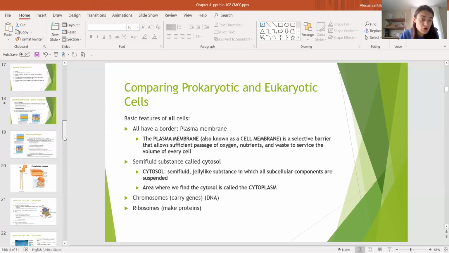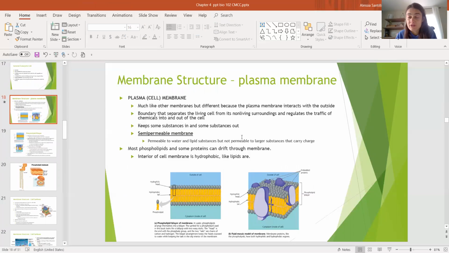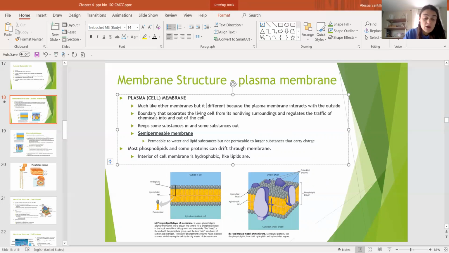So we're going to go into the actual structure of the plasma membrane, because again, I know I keep saying this so many times, but we have to figure out the structure of something in biology in order to understand its function. The plasma membrane, much like other membranes, but different because the plasma membrane interacts with the outside. It's the boundary that separates the living cell from its non-living surroundings and regulates the traffic of chemicals in and out of the cell.